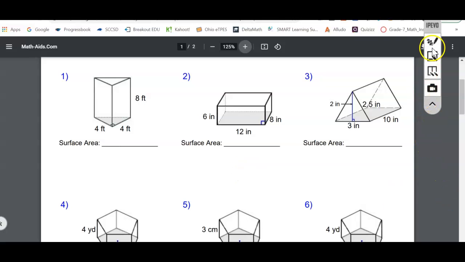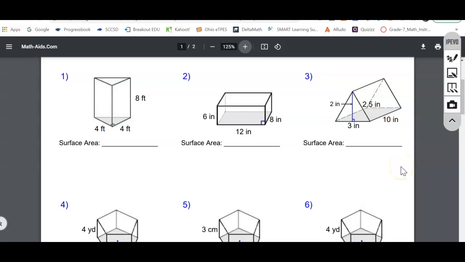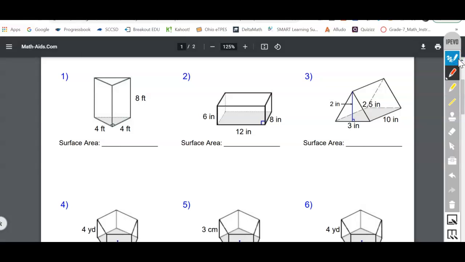We are looking at prisms, and we're going to do the surface area. So we are going to start by identifying the triangles, right? This is a triangular prism. That means a triangle base, a triangle top and bottom.